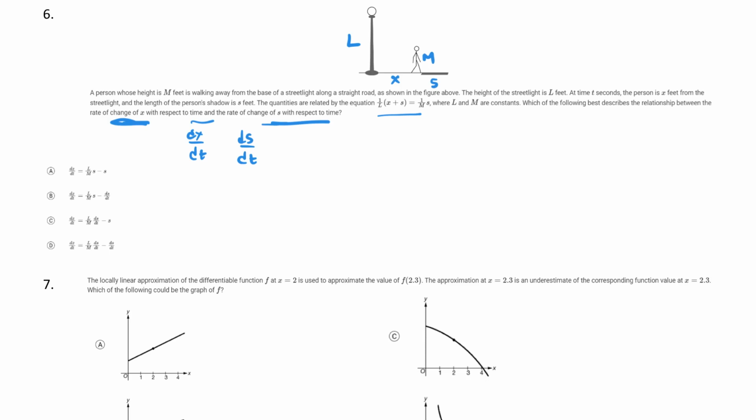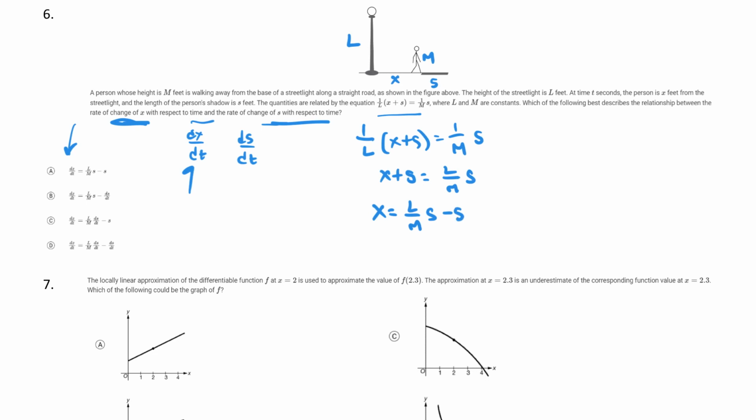So I've got my equation over here, 1 over L, x plus s equals 1 over m times s. Let's set it up so I solve for x directly, because my answer choices all have x's in there. I'm going to multiply everything by L, so I end up with x plus s equals L over m s. Now let's subtract the s to the other side, which isolates my x. So I end up with L over m s minus s.